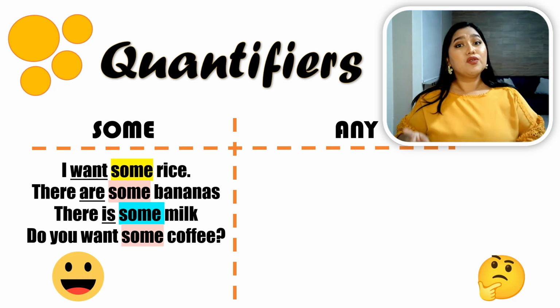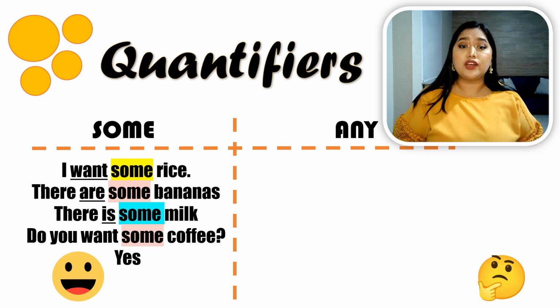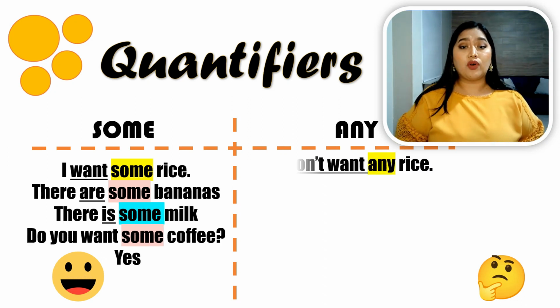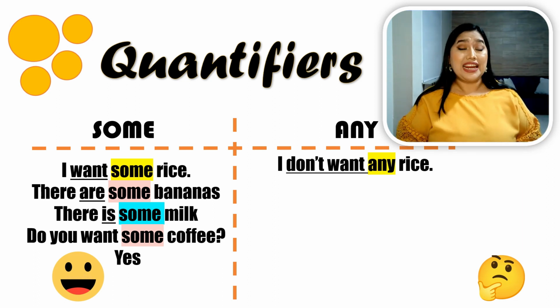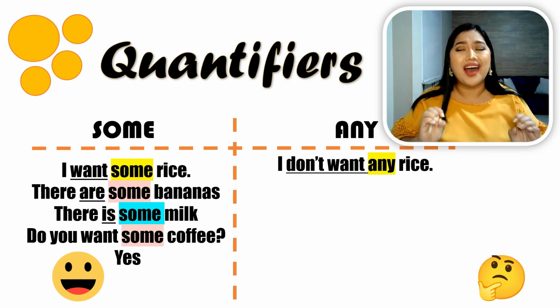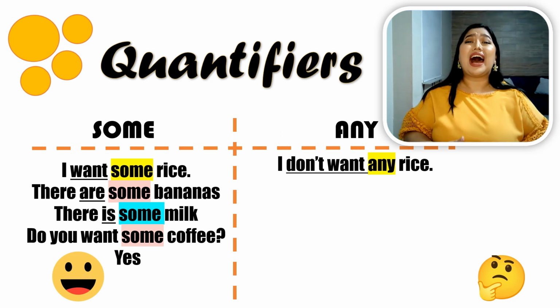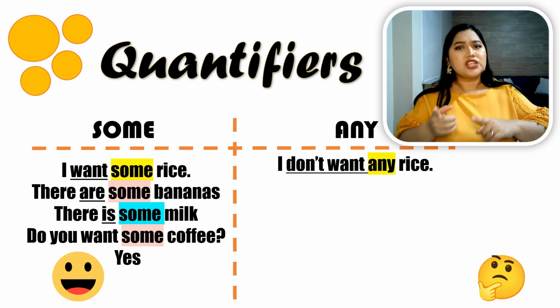Now, let's move to any. We use any for negative sentences. For example, this is the first one. I don't want any rice. It means 0. I don't want any rice. I'm on a diet. Could you see the difference?